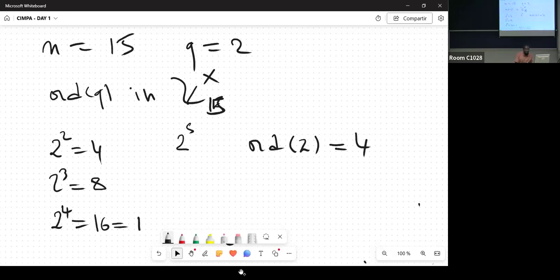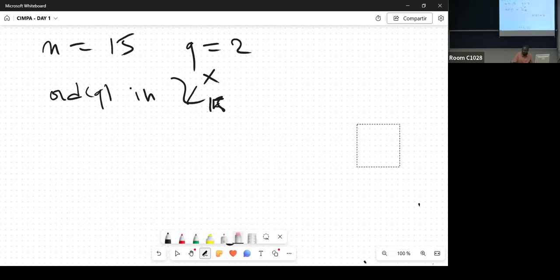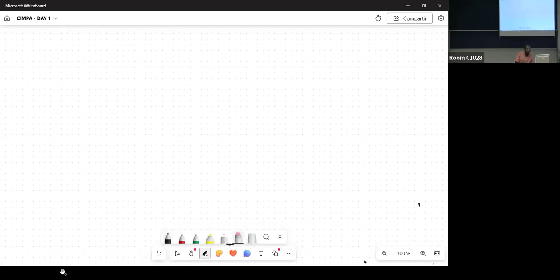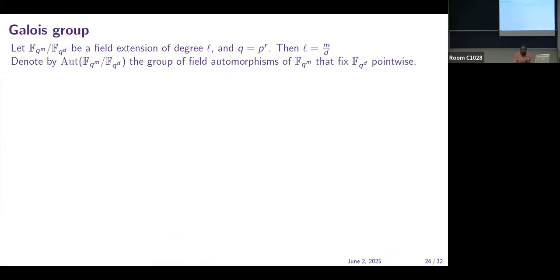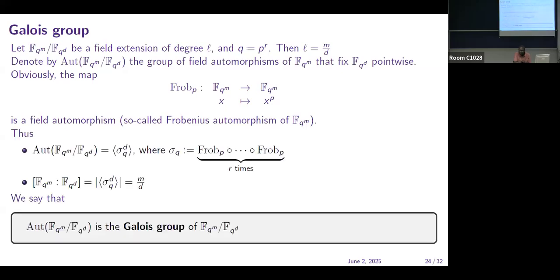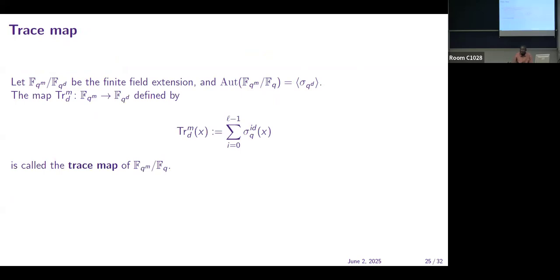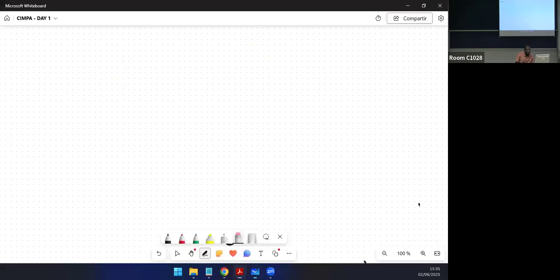This is important. The second one is to compute the cyclotomic classes. What is the class map? The class map is the sum of all automorphisms of the Galois group, where D is the Galois group of this extension.